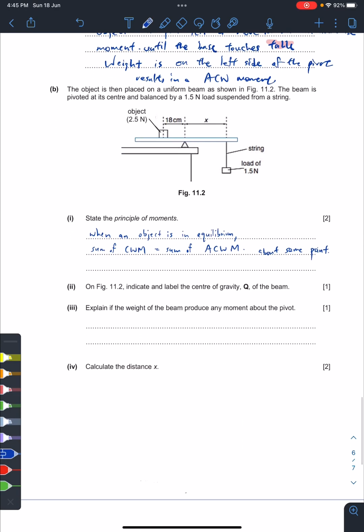Again, next one, principle of moments is another definition. Principle of moments simply states that when an object is in equilibrium, the sum of clockwise moments is equivalent to the sum of anti-clockwise moments about the same point, about that particular point. Okay, label the center of gravity. So you need to read the question. Question says what? Uniform beam. Uniform beam means it's in the middle. And read, the beam is pivoted in the center. They all mean the same thing. It means where is your weight?